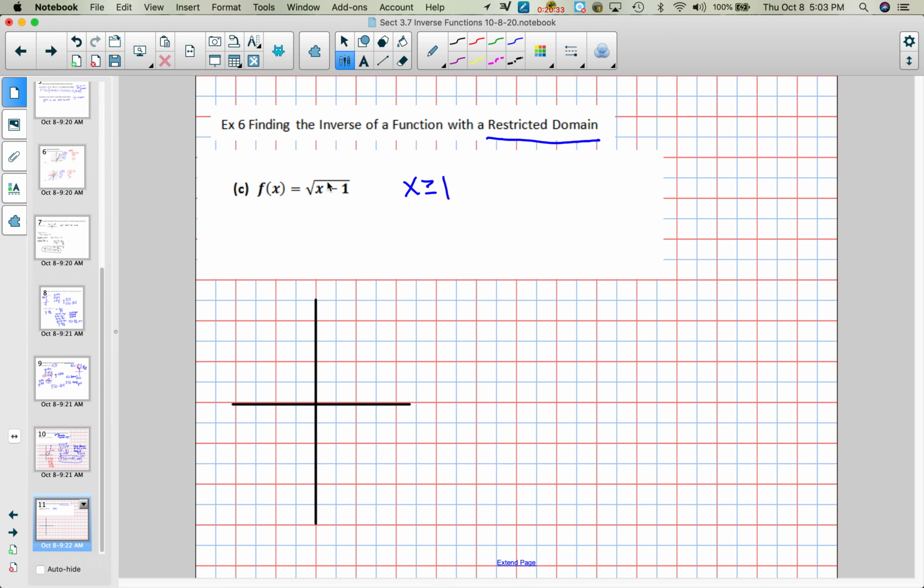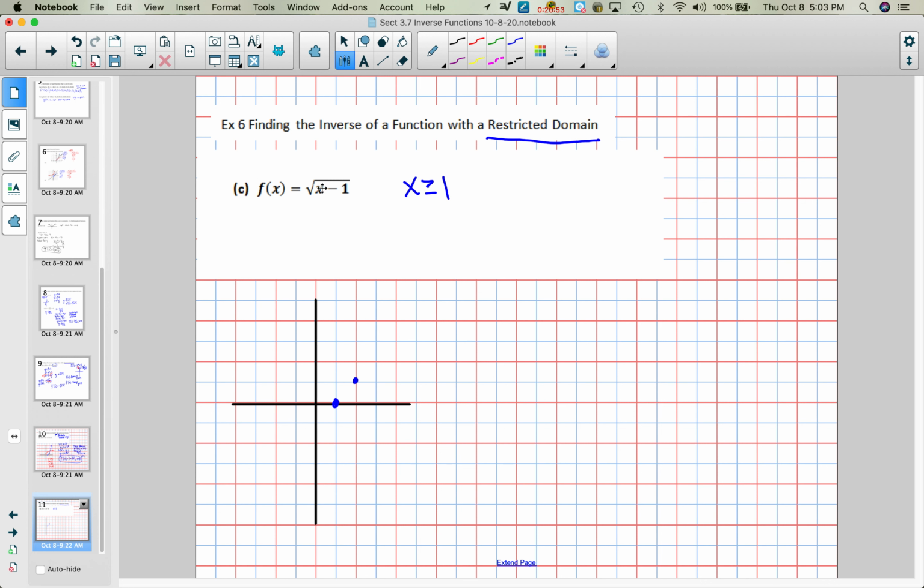So if I plug in a 1, 1 minus 1 is 0, the square root of 0 is 0, so I get the point 1, 0. If I plug in a 2, 2 minus 1 is 1, the square root of 1 is 1, so that's the point 2, 1. I don't want to plug in a 3 because 3 minus 1 is 2 and the square root of 2 is not a nice number.